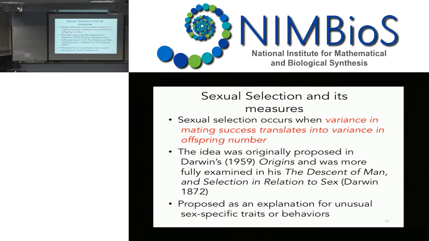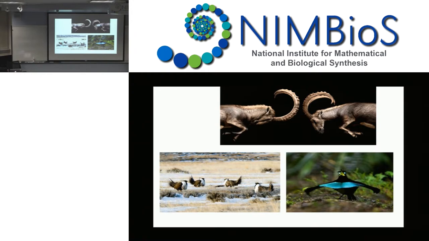This was originally proposed by Darwin in Origin and more fully examined in The Descent of Man and Selection in Relation to Sex. And it was proposed as an explanation for unusual features. So bird of paradise, lekking behavior. Lekking behavior is kind of like a bar where the males get all preened up, and the female sits in an area and goes, nope, nope, nope, maybe, nope. And then elaborate what are called weapons and ornamentations. These typically aren't used to fend off predators, but are used for male-male competition.